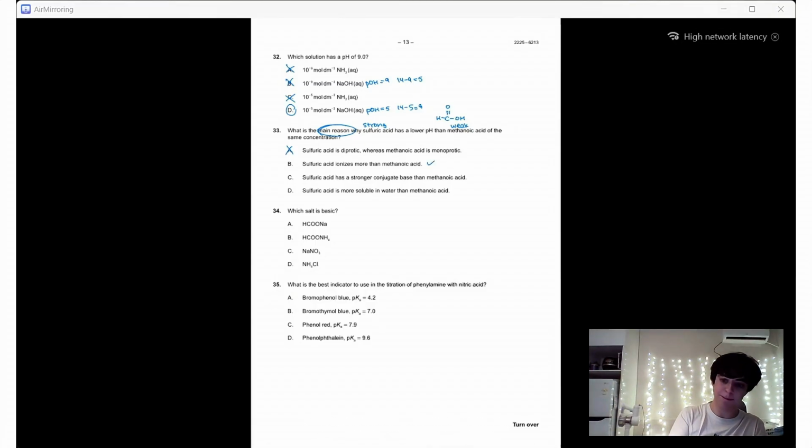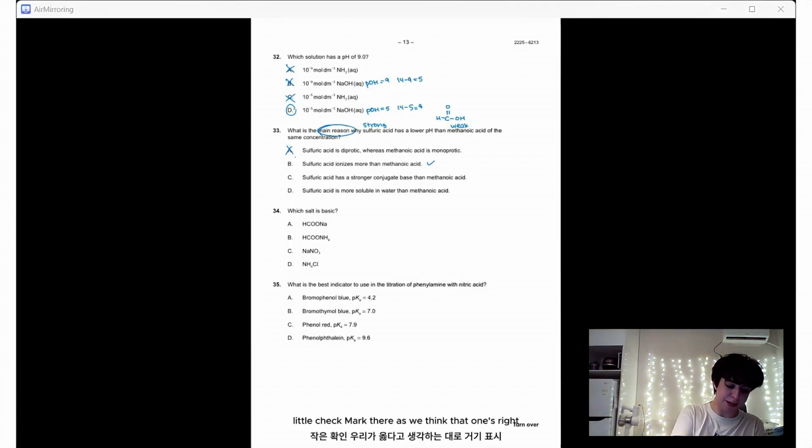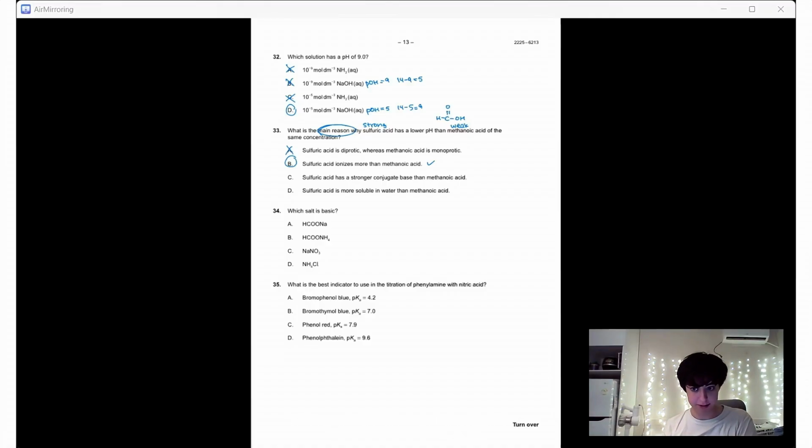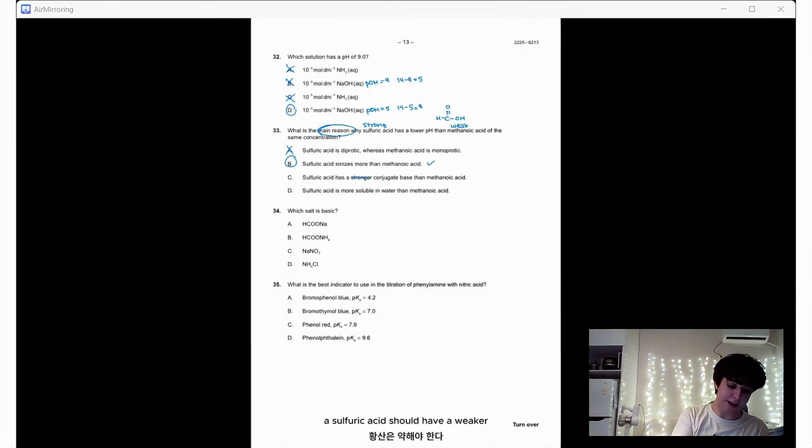So yes, that one is true, and we're going to put a little check mark there, as we think that one's right. But we're going to look at C and D. Always look at the other answers before confirming. C, sulfuric acid has a stronger conjugate base than methanoic acid. That doesn't make sense because the stronger the acid, the weaker its conjugate base. Sulfuric acid should have a weaker conjugate base, which would imply that sulfuric acid is a stronger acid. So C is wrong.